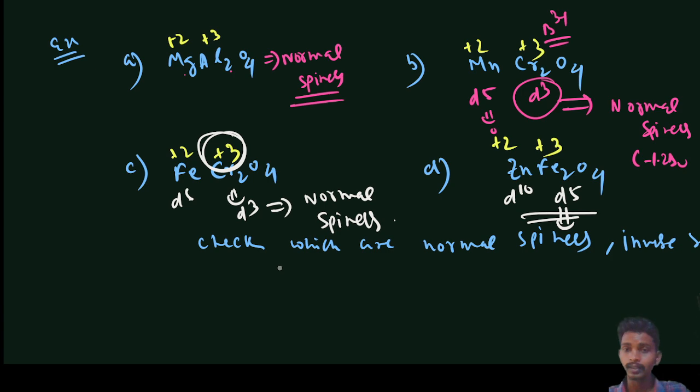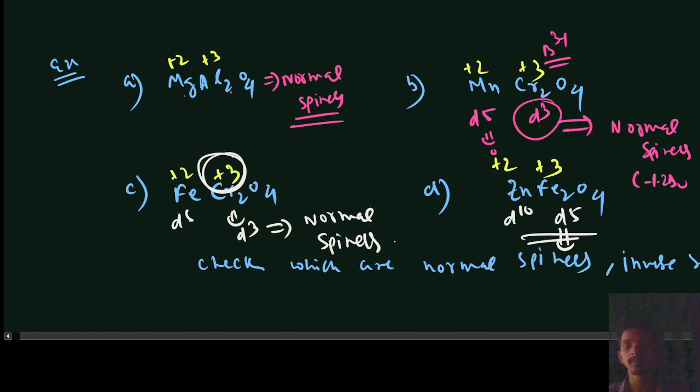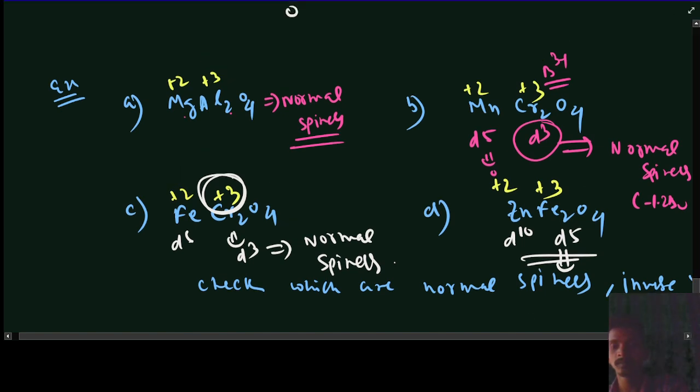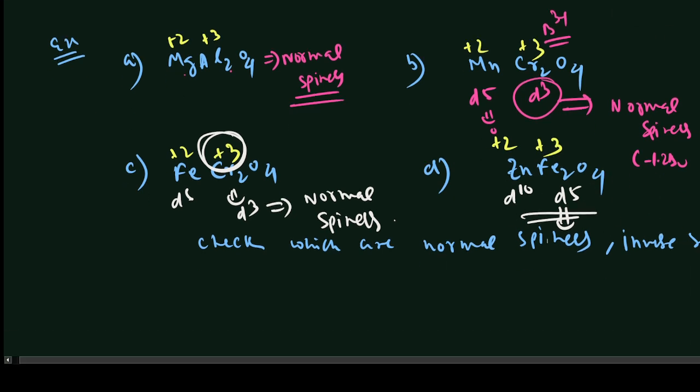In this case, if the size is different, then we can say normal or inverse spinel. But if the size is nearly the same, then we will discuss another type of spinel, that is the mixed spinel, because in both cases CFSE is 0.